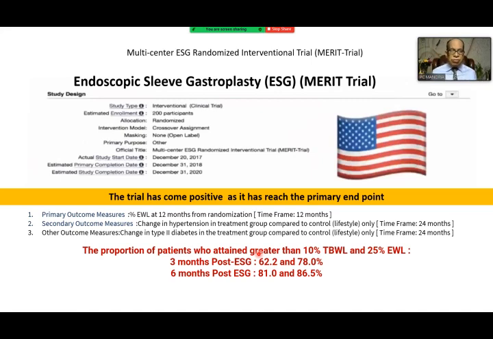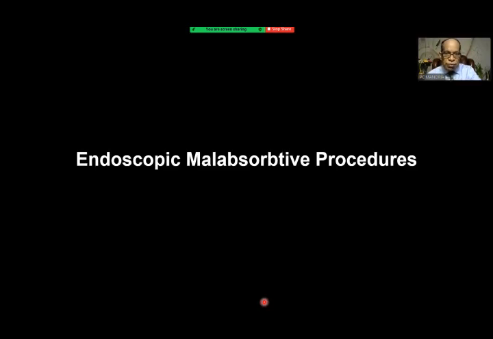The endoscopic sleeve gastroplasty trial has also achieved the primary endpoint, and it will be presented in future. You can see the proportion of patients who attain greater than 10% total body weight loss and 25% effective weight loss at the end of 3 months post-ESG, 62% and 70%, and at 6 months post-ESG, 81% and 86.5%.